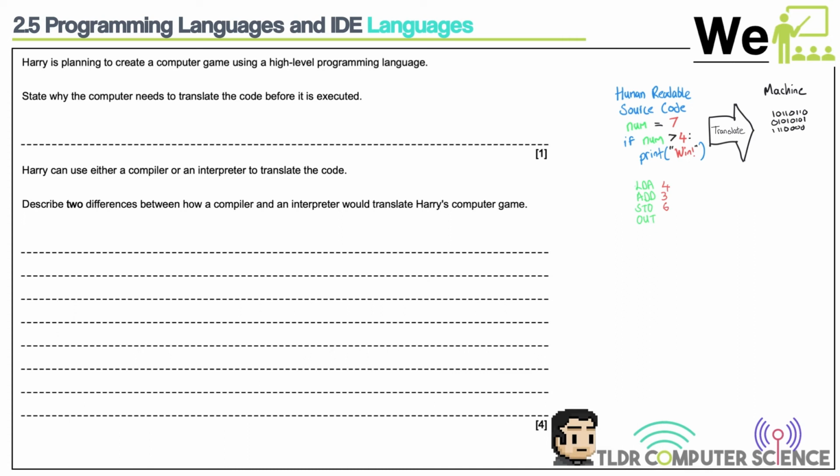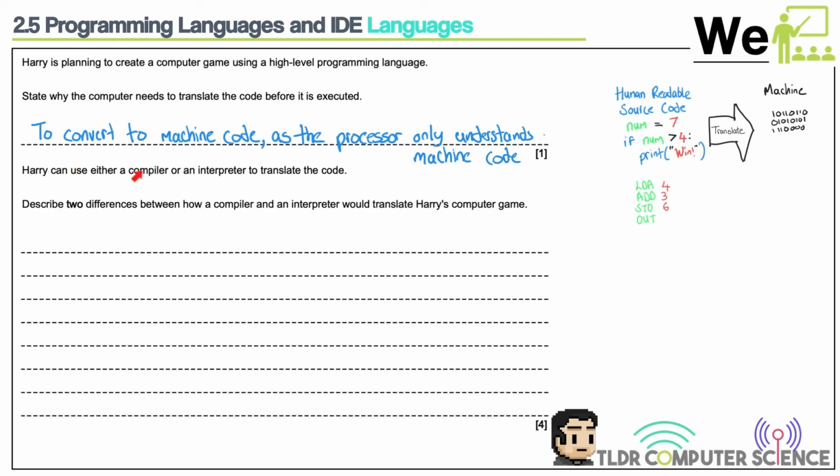Okay, well that was our overview. Now let's look at the question. Harry is planning to create a computer game using a high-level programming language, like for instance Python. State why the computer needs to translate the code before it's executed. Well, as we discussed earlier, it's not ready to run on the machine until it's in machine code. So it needs to be converted to machine code, as the processor will only understand machine code.